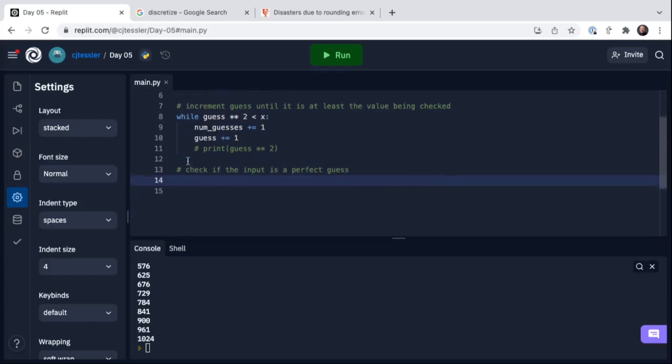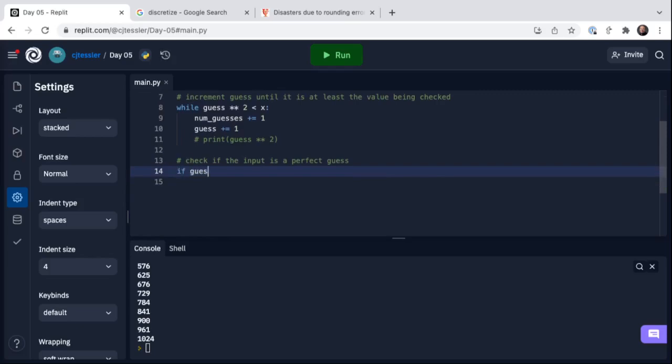To do that, if the guess squared is not equal to x, we can just go ahead and print that the value of x that we're checking is not a perfect square. So we're just looking up until we've exceeded it or equaled it, because if it equals, again, it'll stop. So this is the case where our guess is not a perfect square.